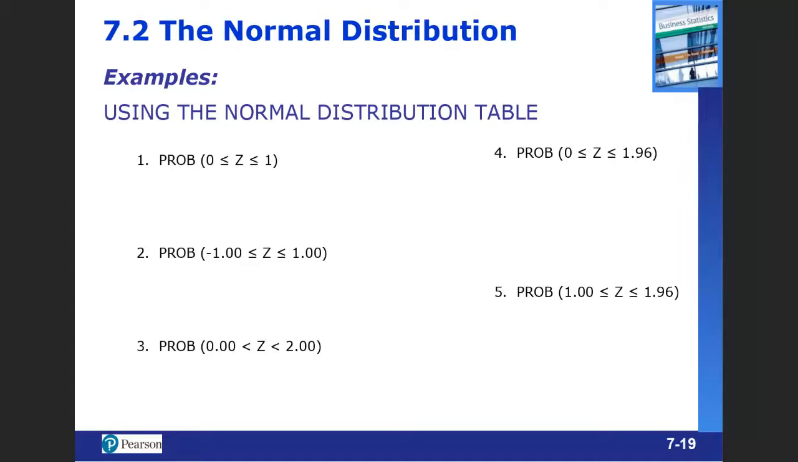So I'm looking at question number 3, and it's saying find the probability when z is greater than 0 and less than 2. What's the first thing I should do when I'm dealing with normal distribution? I should always draw the curve first. Okay, thank you, Priscilla. Now this question is slightly different from the previous question.